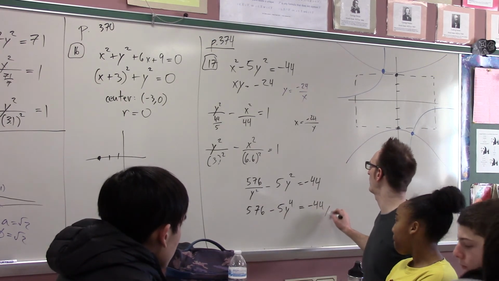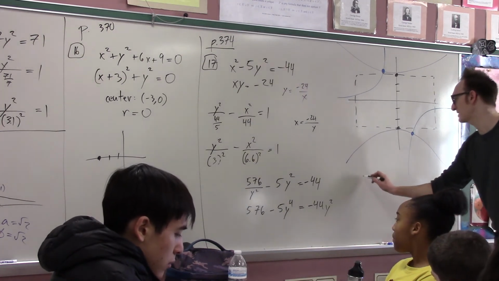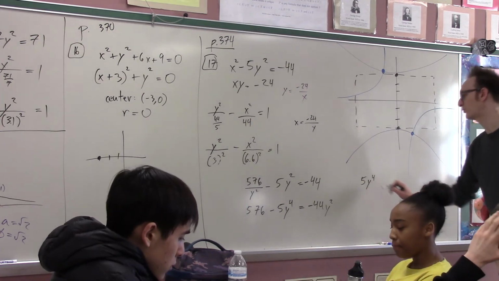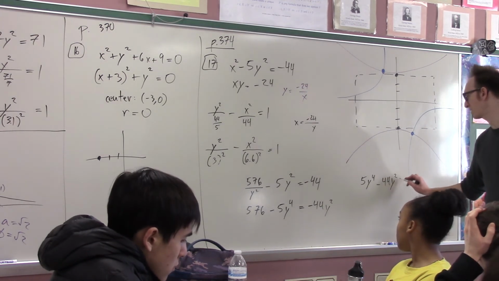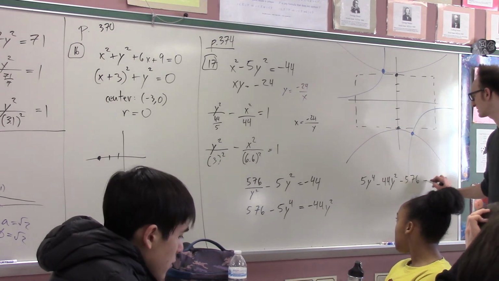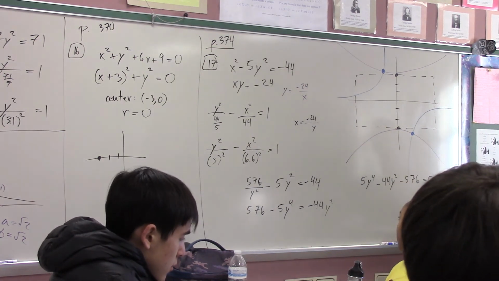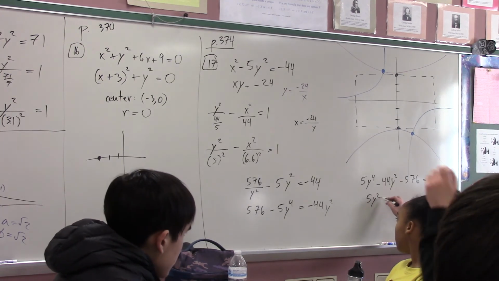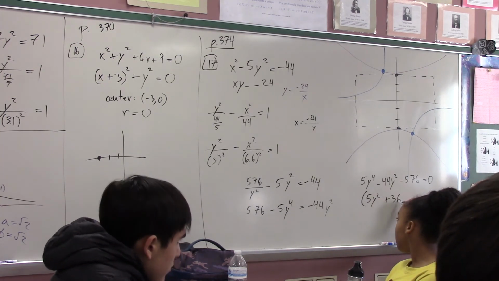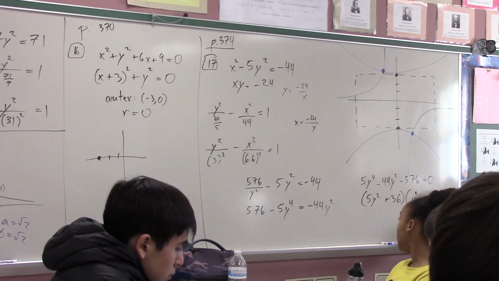negative 44y squared. I really don't want to do this problem, but if you insist, I get 5y to the 4th minus 44y squared minus 576 equals 0. Does that factor or no? It does. It's 5y squared plus 36 times y squared minus 16. Okay, good.